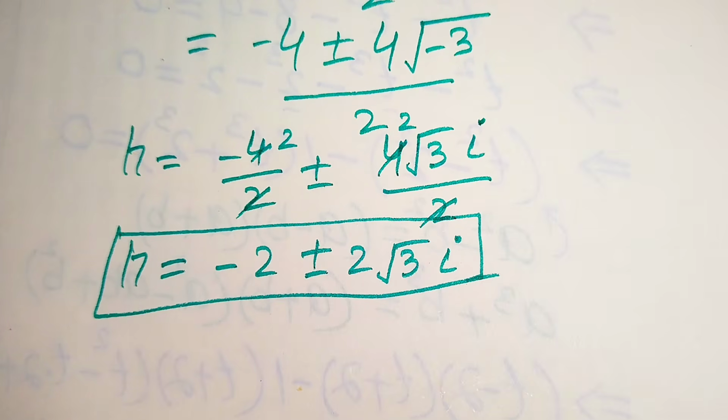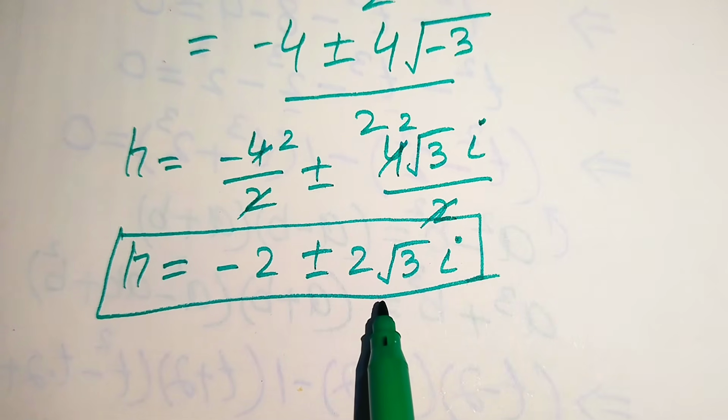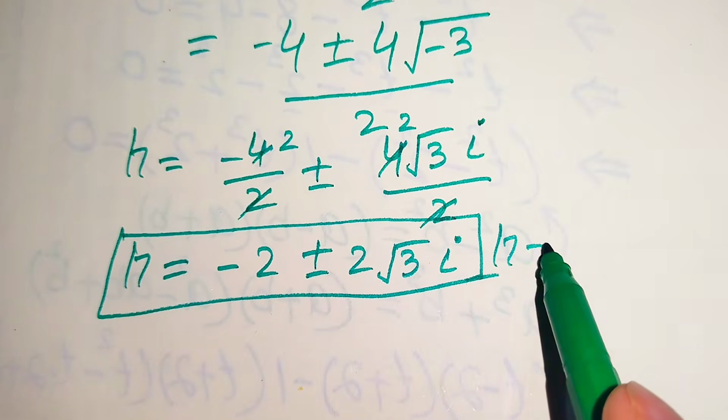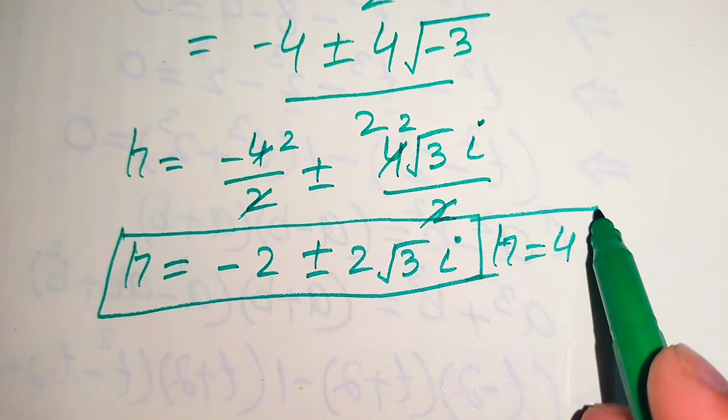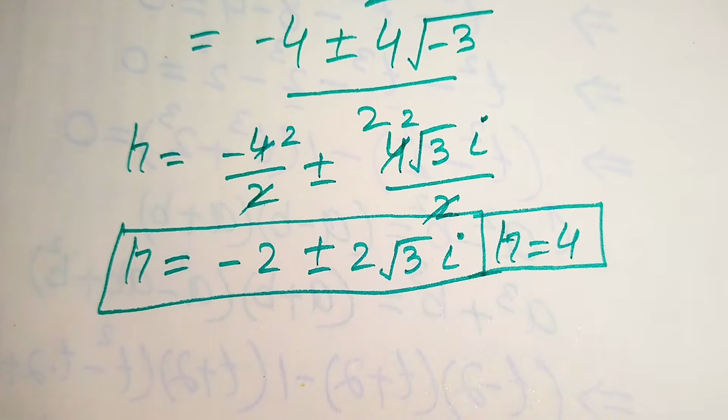Finally, there are three roots of the given equation, in which these two roots are complex roots, and h is equal to 4 is the one real root of the given equation.